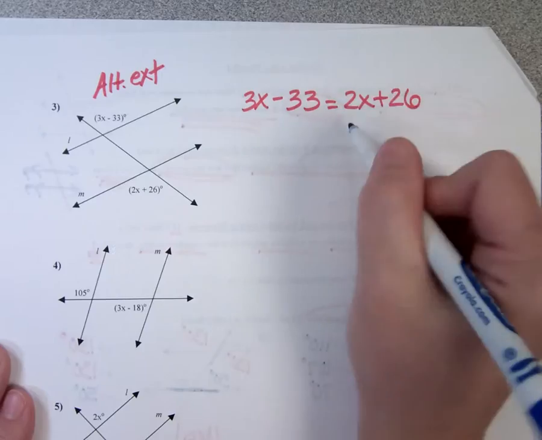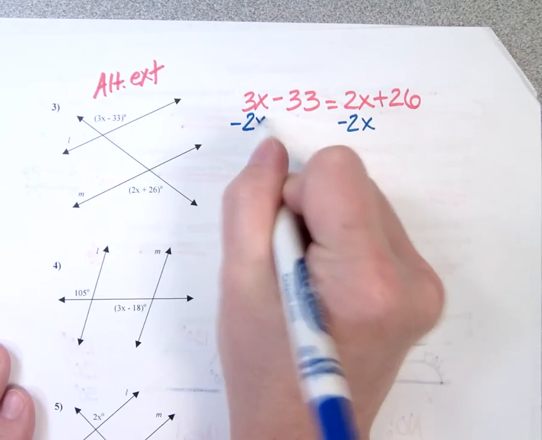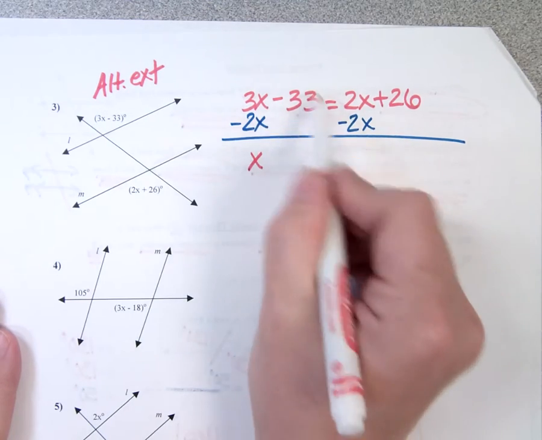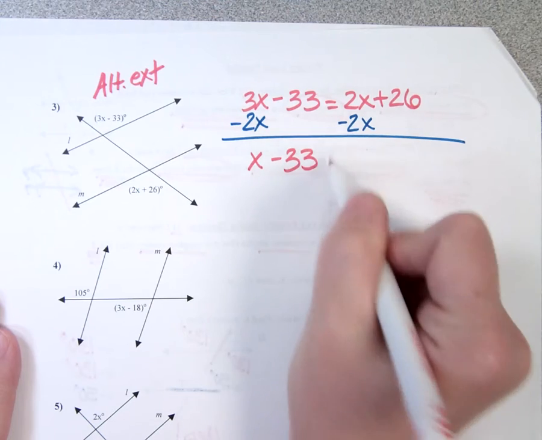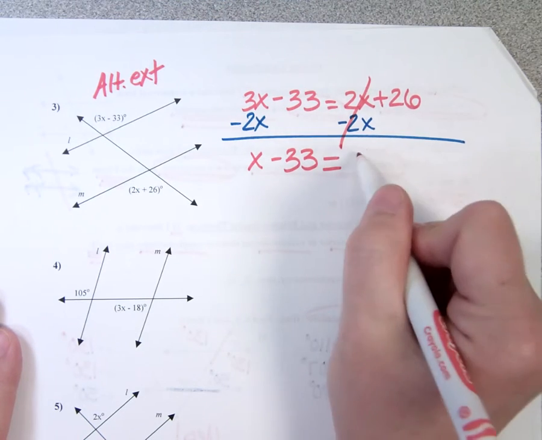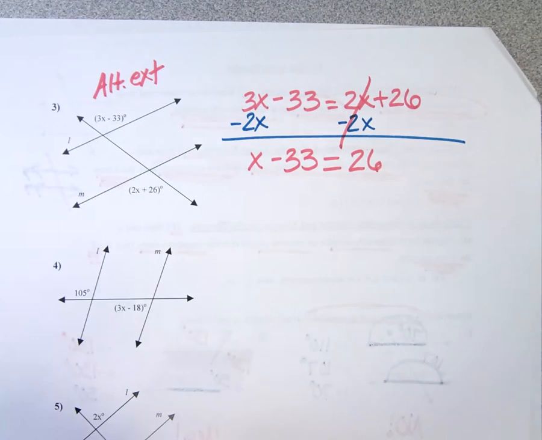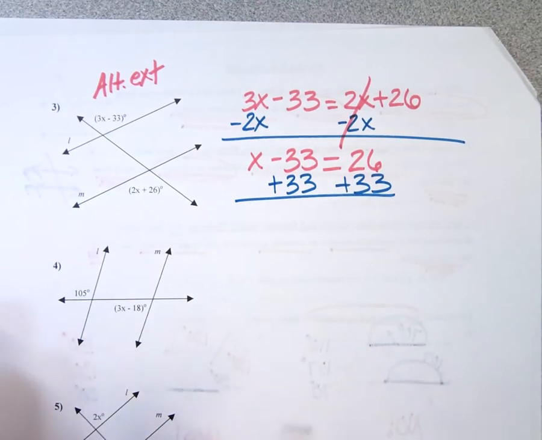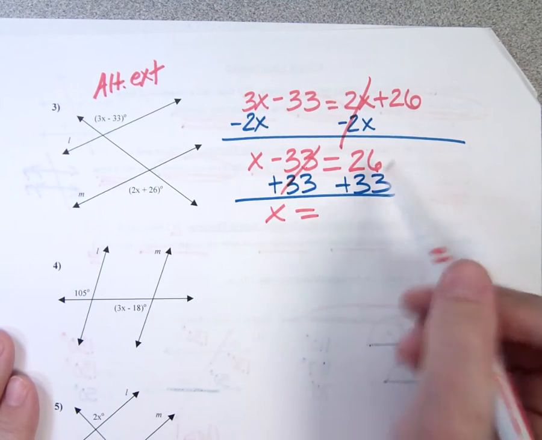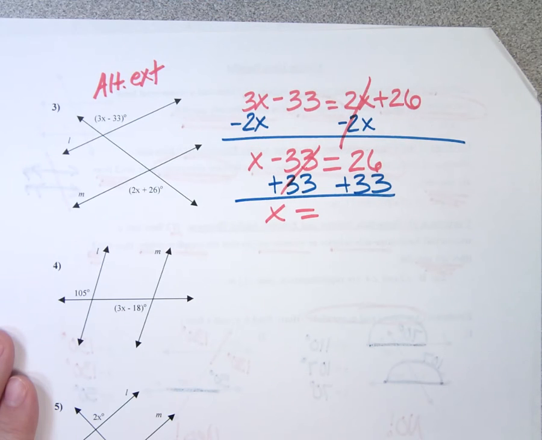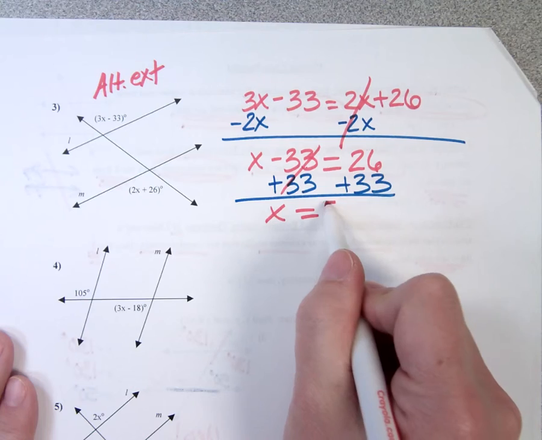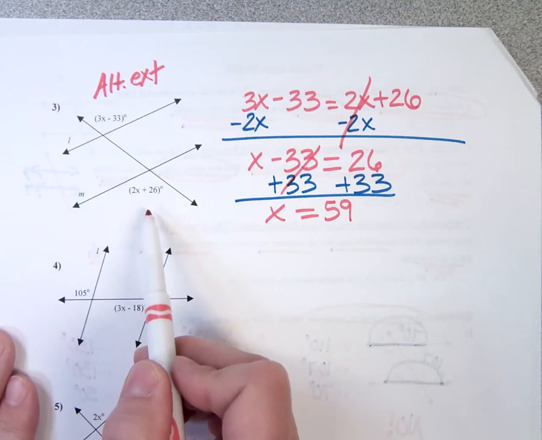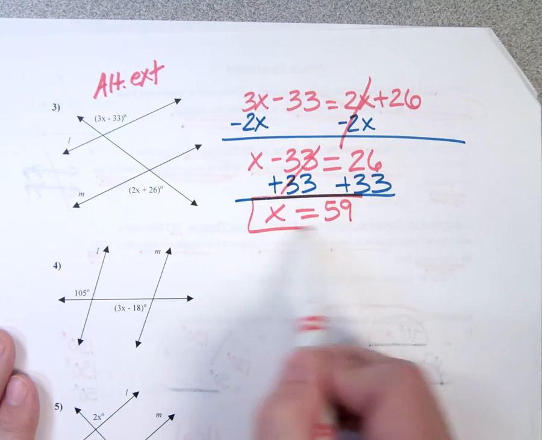When x's are on opposite sides, I need to move one of them. I'm going to move my 2x by doing the opposite and subtract it. 3x minus 2x is 1x. The minus 33 drops. The equals drops. The 26 drops. And then I'm going to make the minus 33 go away by doing the opposite and adding it to both sides. The x drops. The equals drops. And what do you get if you add 26 and 33? 59. So if x is 59, then these two angles would be congruent, and that would make lines L and M parallel.